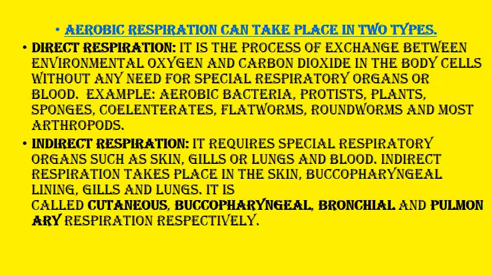Aerobic respiration can take place in two types, direct and indirect. Direct is the process of exchange between environmental oxygen and carbon dioxide in the body cells without any need for special respiratory organs. Examples: aerobic bacteria, protists, plants, sponges, coelenterates, flatworms, roundworms, and most arthropods.